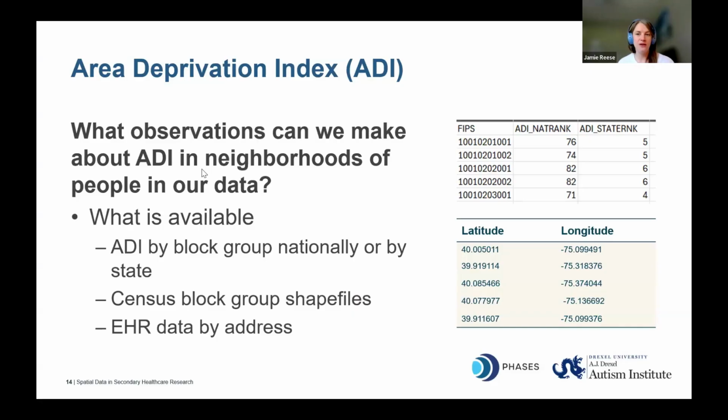All right, so let's say we want to match up that ADI to the ADI of the block group that each address falls within. The first step is we're going to assess what's available to us. So we know in this example that we can download a table with area deprivation index by block group. We know that we can download shape files from the census, including block group shape files. And then for this example, I'm going to talk about electronic health records data again, because like I said, there's people on this team who use those types of data sets.